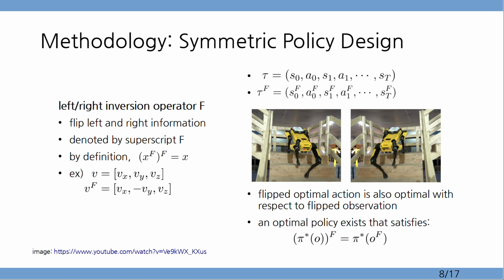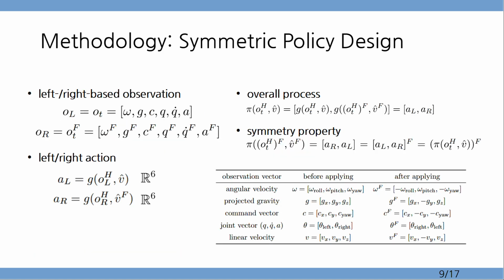How do we enforce this? We split the observation into left-based and right-based components. The left-based observation is the standard input, while the right-based is its flipped version. A neural network processes the left-based historical observation to produce the left action, and the same network processes the flipped observation for the right action. The structure inherently satisfies the symmetry condition, cutting down the exploration space and boosting learning efficiency without compromising capability.